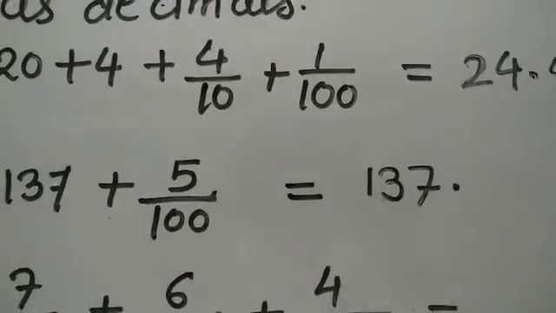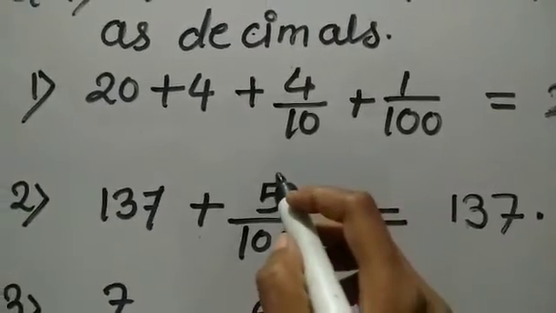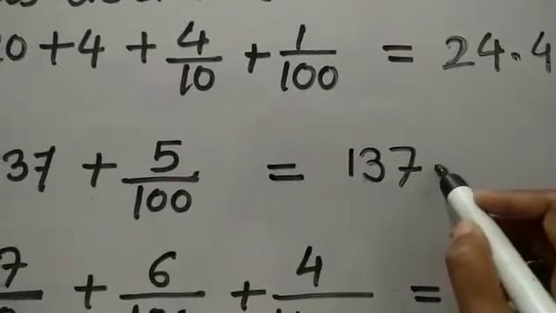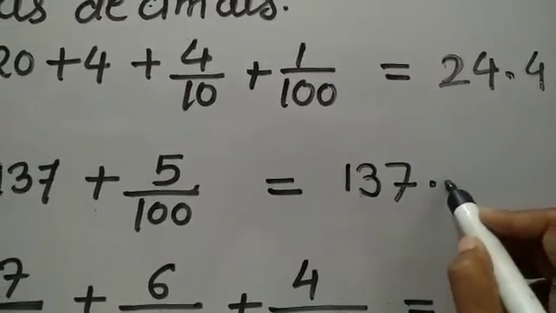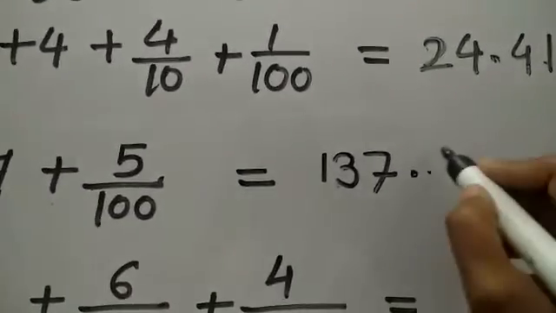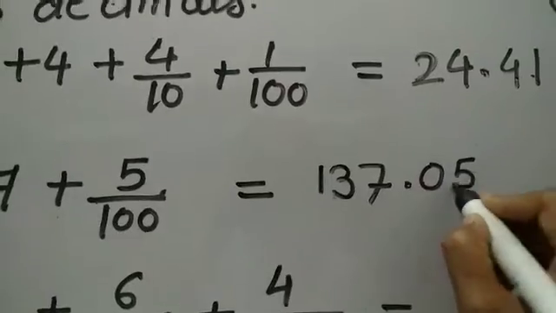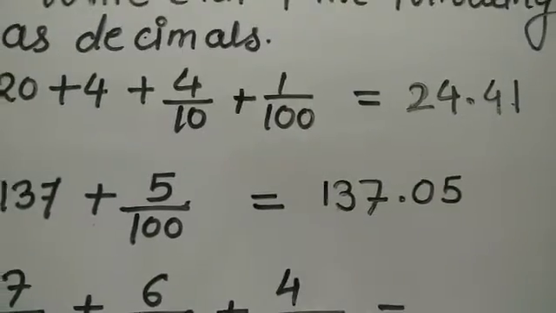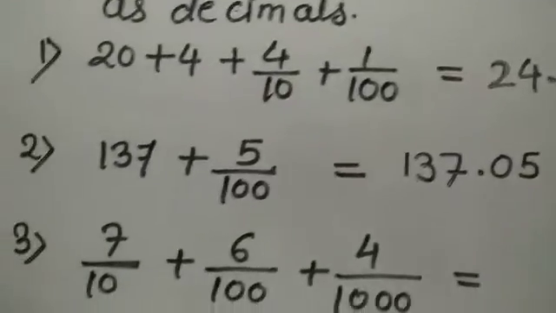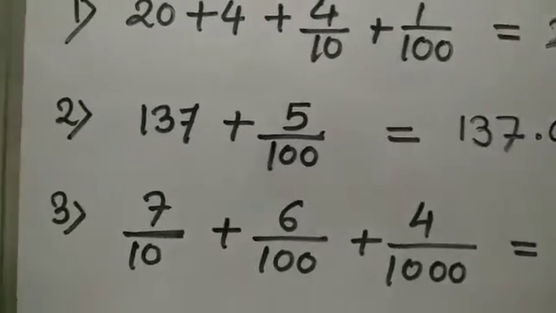Then we put the decimal point. And what is it? 5/100th. See, just now we have seen just after the decimal point the place will be 10th. But as there is no digit for 10th, we can write 0 at the 10th place and then we put 5 at the 100th place. Hence the number is 137.05.